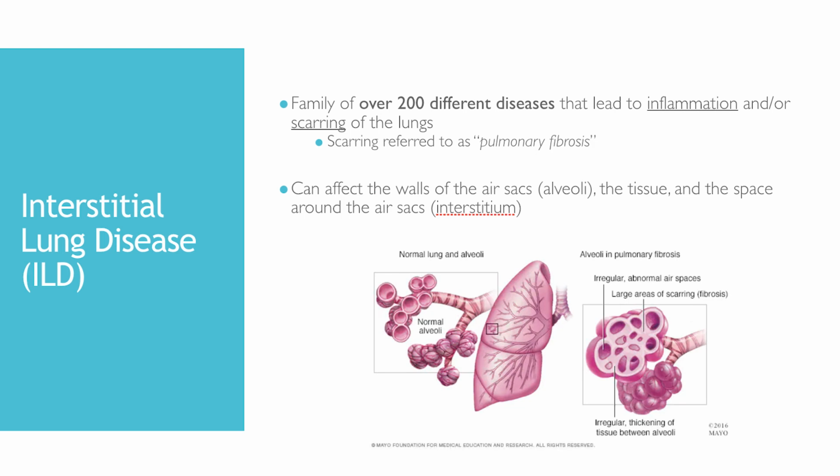On the right-hand side, you see what this can look like in patients with interstitial lung disease. The air sacs have become larger and distorted. There's lots of thickening around the walls, all this extra pink tissue that you can see. And all of that is deposition of fibrotic cells and inflammation that can lead to this appearance of the lungs.